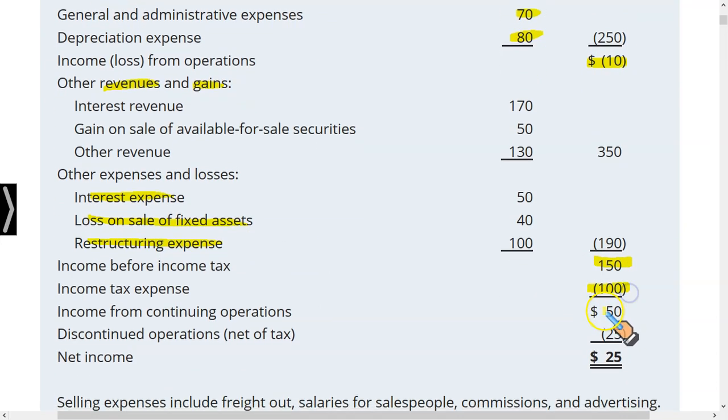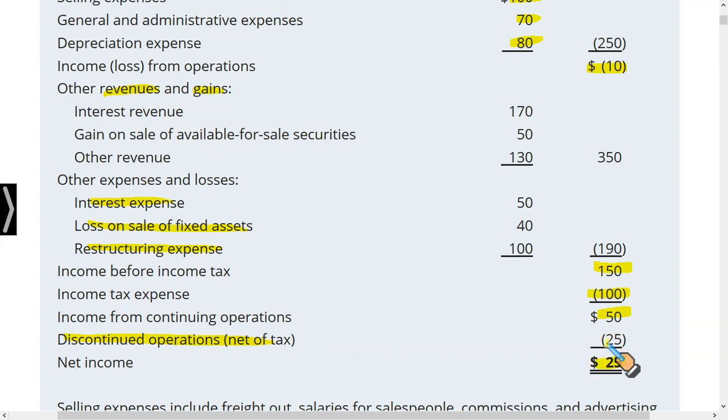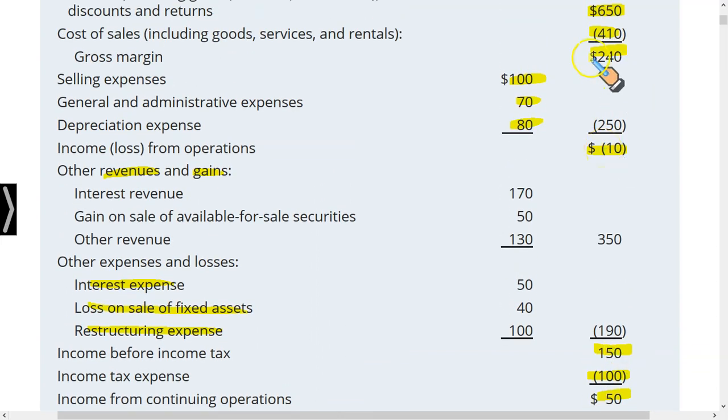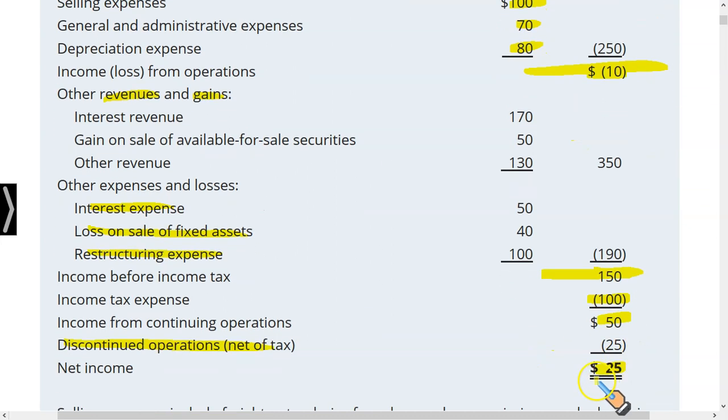This gives you income before taxes. Then you deduct tax, you get income from continuing operation, and then you have discontinued operation. We'll discuss this in the coming slides. So this is what you call the multi-step income statement, where you have different layers of profitability: gross profit, profit from operations, profit before tax, and finally the profit after tax. So this is called a multi-step income statement.